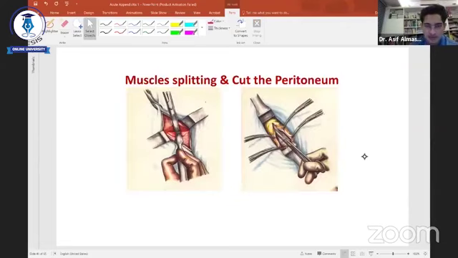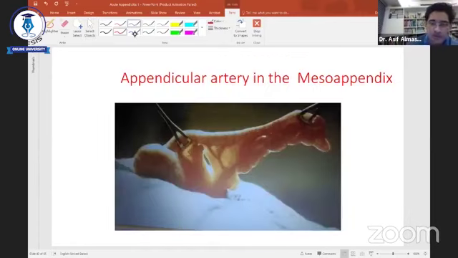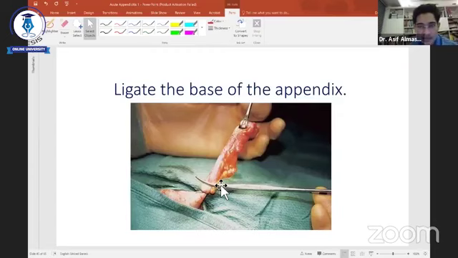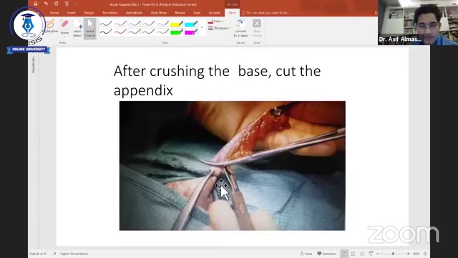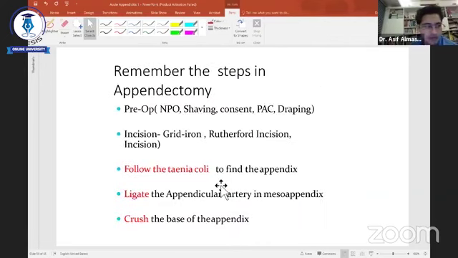Now, these are some of the pictures. Nowadays, there are a lot of videos of appendectomy on YouTube. Go check it out. Another, this is a very important picture. Always remember the appendicular artery runs in the free border of the mesoappendix. So you must ligate this. This is ligating the base of the appendix, crushing, and dividing the appendicular stump.